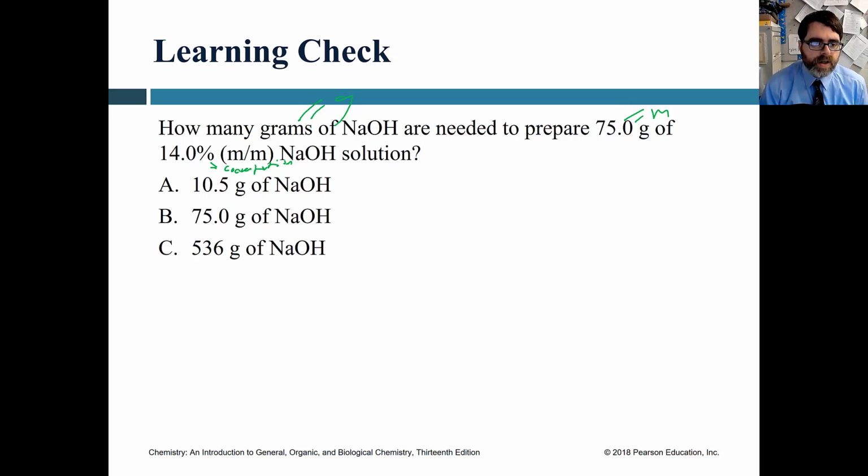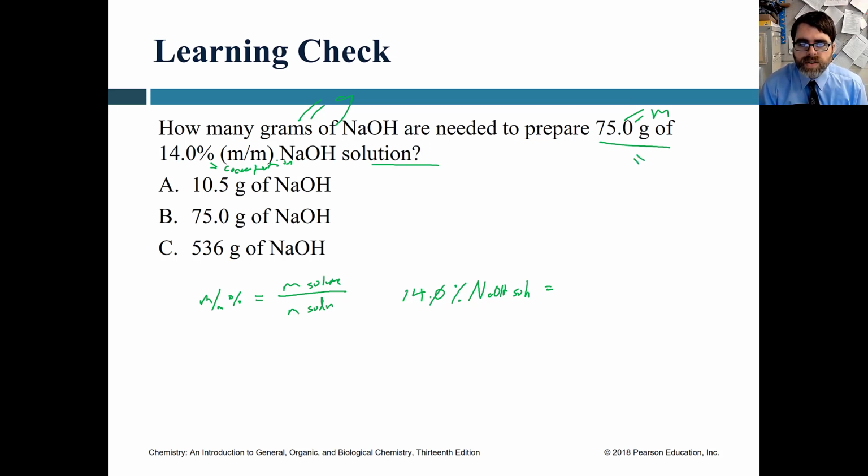The formula of mass percent or concentration is equal to mass of solute over mass of solution, and then plugging in the values we're given. 14.0% NaOH solution is equal to, let's see here, this one is 75 grams of solution, so this is the solution on the bottom, the denominator, so 75.0 grams solution, and then we're asked to solve for the mass of solute. Mass of NaOH is question mark.